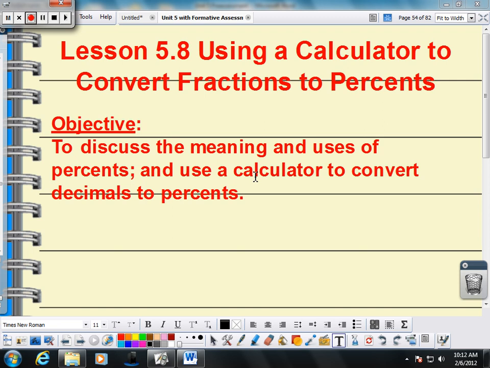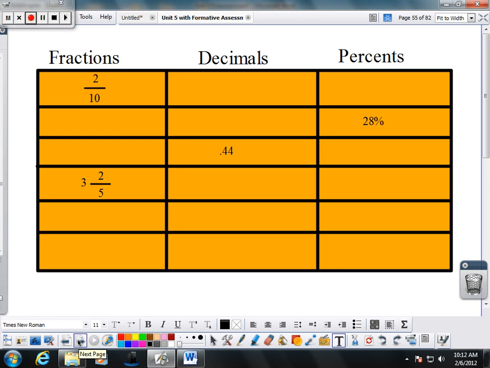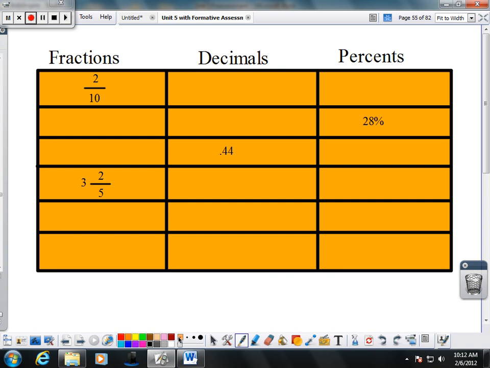So far in math class, we've been talking about converting from fractions to decimals and percents. So we're going to do a very brief review, and then we're going to talk about a couple of different ways, not only with a calculator, but also without a calculator. So let's go ahead and get started.